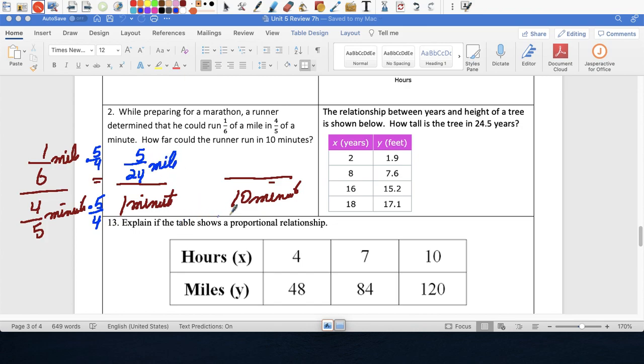Now they're asking us, what can you do in 10 minutes? Look how easy that is. Times 10, and then times 10. So times 10, 5 over 24 would be 50 over 24 without simplifying. And if you simplify, you're going to get 2 1/25. So that's what you should get.